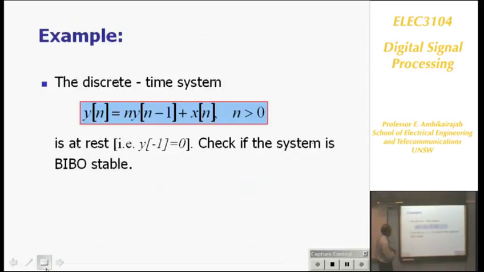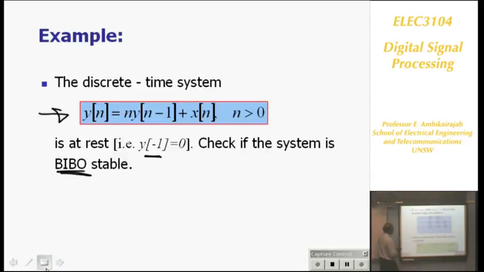Here is an example of a system. You've been asked to check this system. Is it BIBO? Do we know? But you have been told that y of minus 1 is 0. That means when the negative time first sample is 0. So let's take this equation and see whether it's a bounded input, bounded output system.